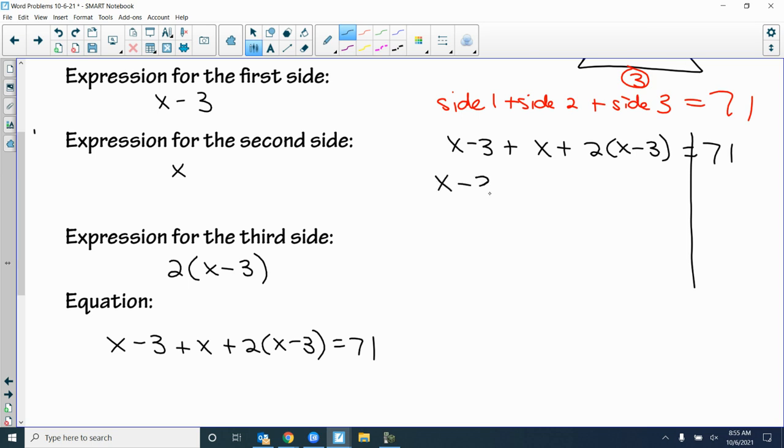So take x minus 3 plus x plus 2 times x, which is 2x. 2 times negative 3 is negative 6.